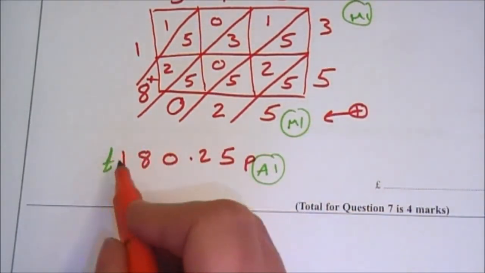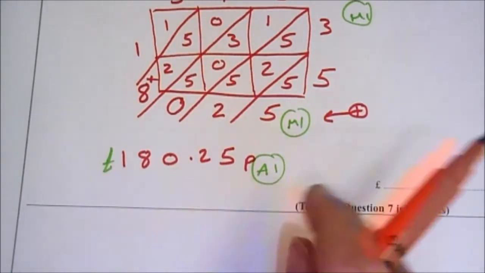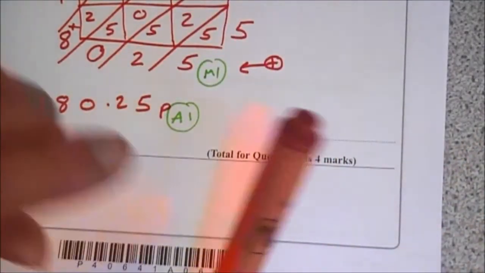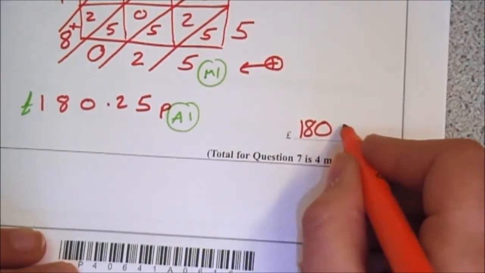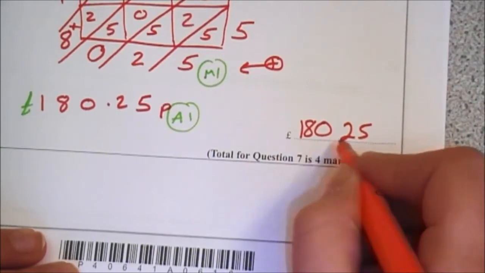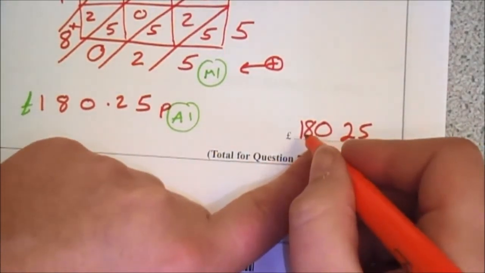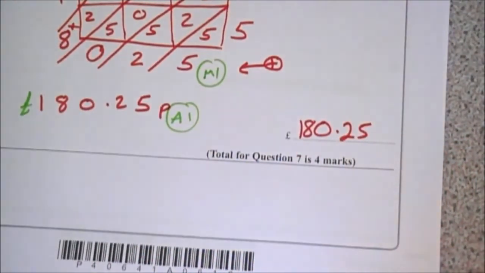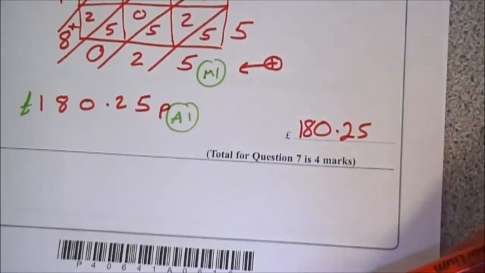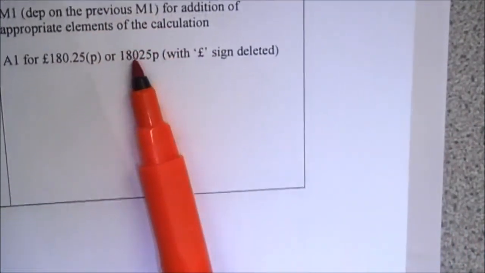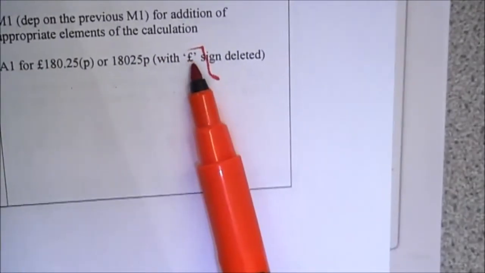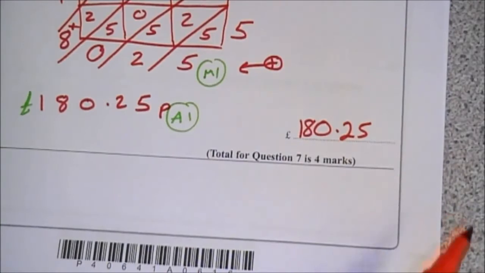£180.25. So I was a bit silly there. I didn't put the pound sign in. If I'd have written it on the answer line though, it would have been okay because they've got the pound sign. What wouldn't have been alright is if you'd written 180.25, because that would have to have the decimal. They would allow you, according to the mark scheme, to have it in pennies as long as you'd got rid of the pound sign on the answer line.